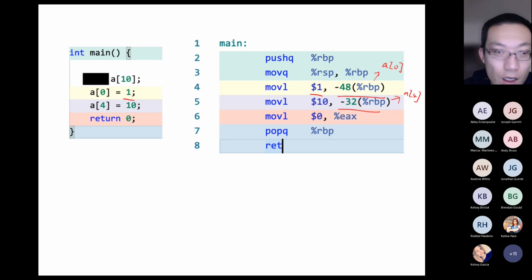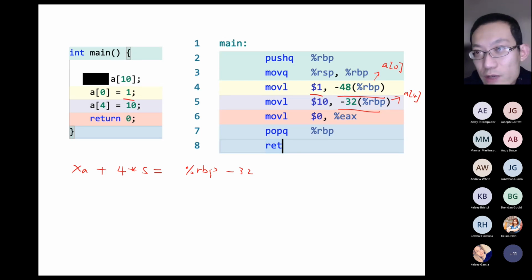After we know that, we can use the equation. Let's assume the starting address of the array is XA. We want to look at the address of A4. So we have index 4 times the size of each element. It should be the address of A4, because for A4 we already know the address is RBP minus 32, and we also know XA, the starting address of this array, is the address of A0.